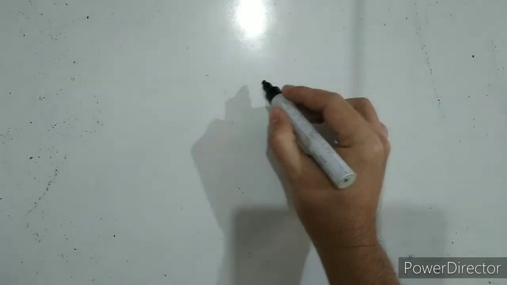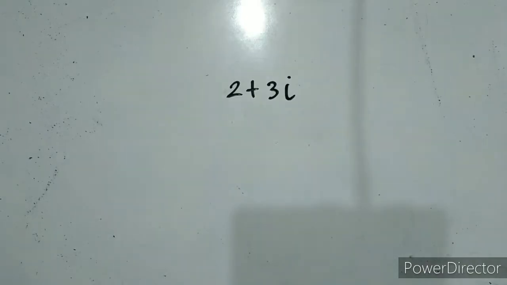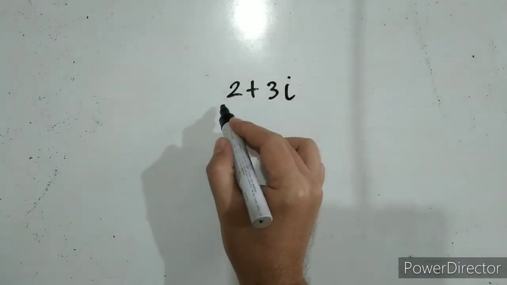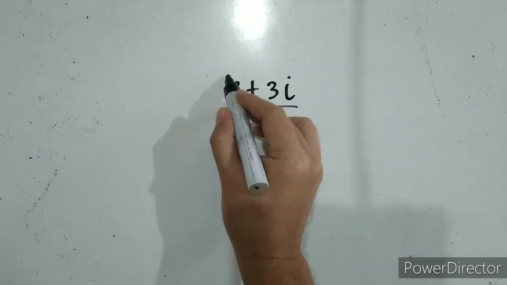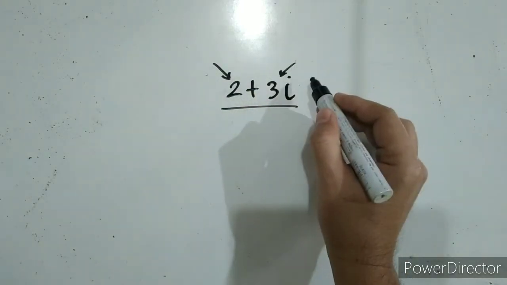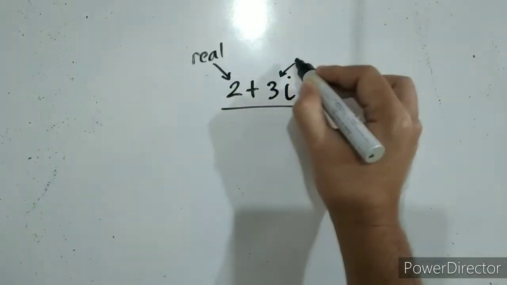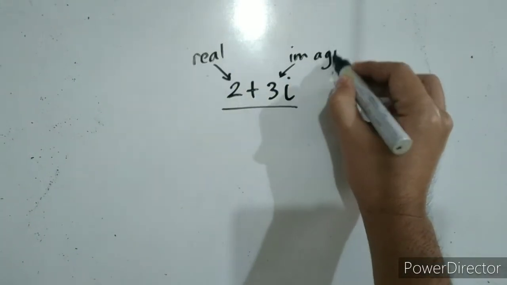Once again, complex numbers are numbers composed of real and imaginary numbers. For instance, you have 2 plus 3i. This is a complex number where 2 is what we call the real part and 3i composes the imaginary part. So this is the real part, this is the imaginary part.